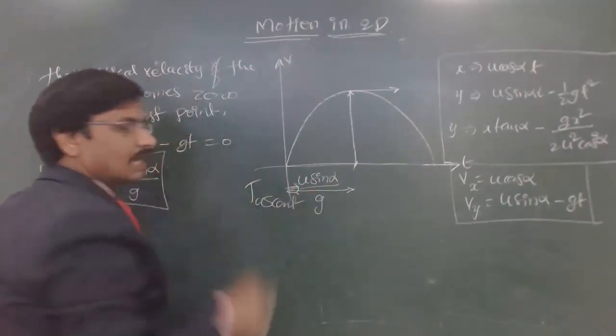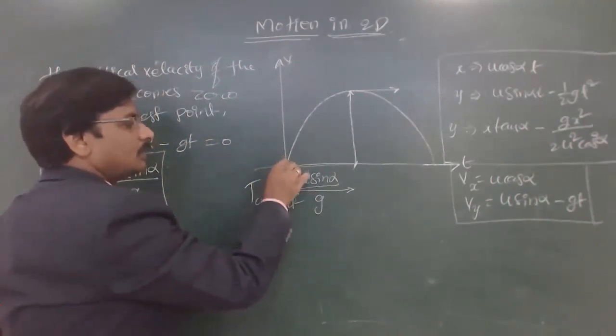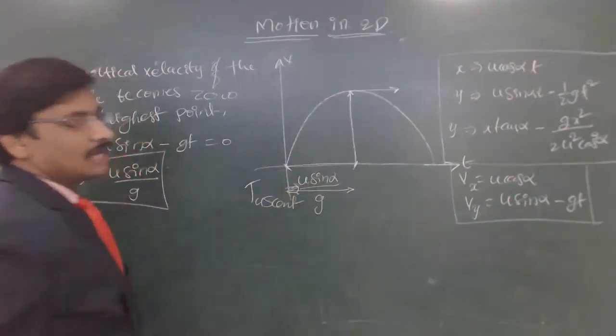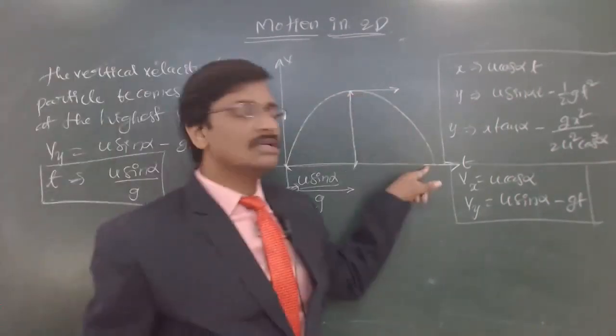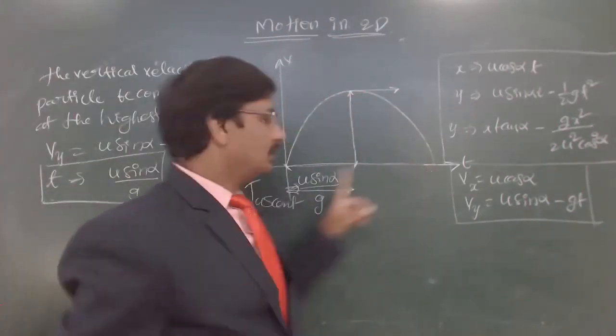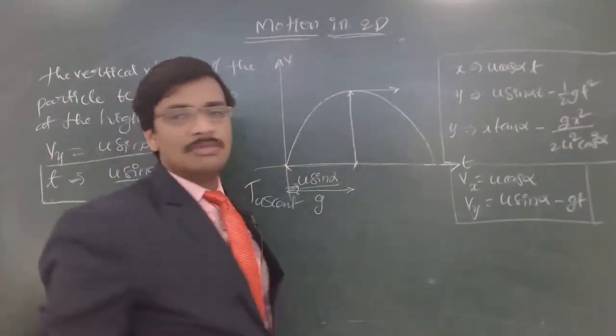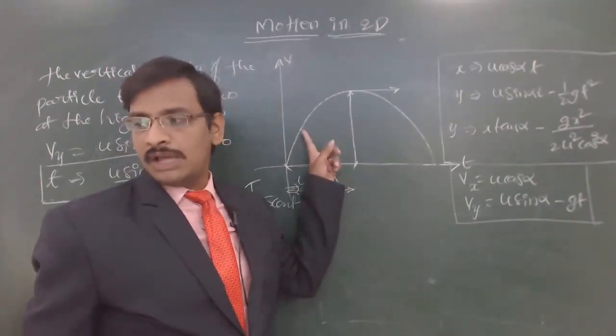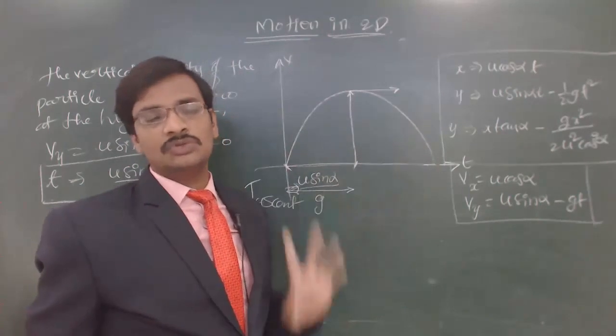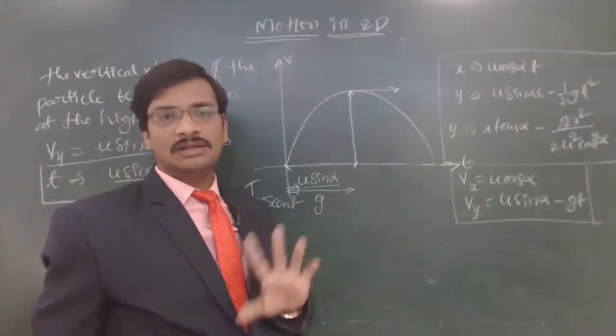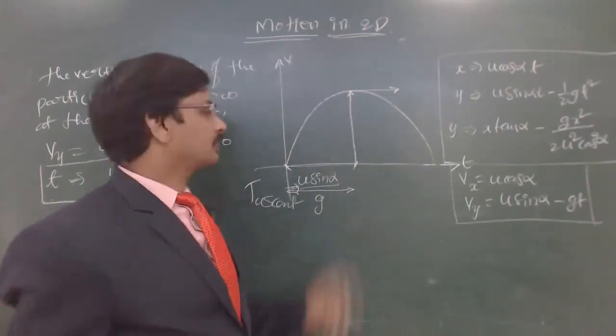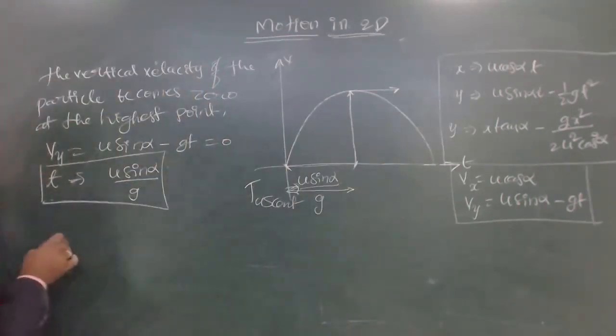That means the time taken starting from here to reach the maximum point is called the time of ascent, and this is called the time of descent, and the total time is taken as the time of flight. And this value of time of ascent is usually equal to time of descent in case of projectiles. Here, time of flight we are going to calculate. See this. Time of flight.